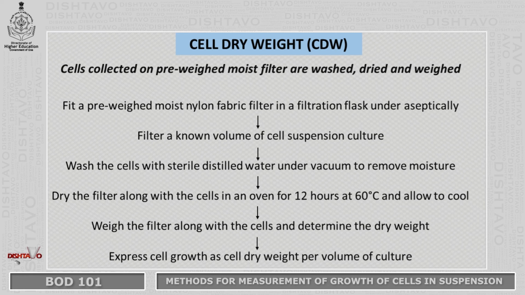Then the filter, along with the cells, is dried in an oven for 12 hours at 60 degrees Celsius, and it is allowed to cool with the help of a desiccator containing silica gel. The filter, along with the cells, is weighed and the dry weight is determined. The dry weight here is expressed as dry weight per volume of culture.